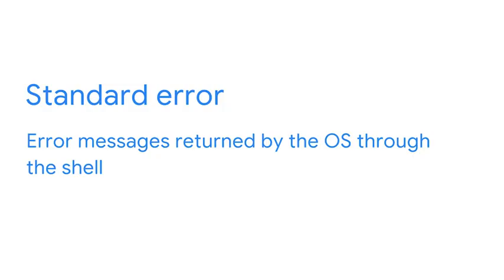Finally, standard error contains error messages returned by the OS through the shell. Just like your friend might indicate that they can't answer a question, the system responds with an error message if they can't respond to your command. Sometimes this might occur when we misspell a command or the system doesn't know the response to the command. Other times, it might happen because we don't have the appropriate permissions to perform a command.